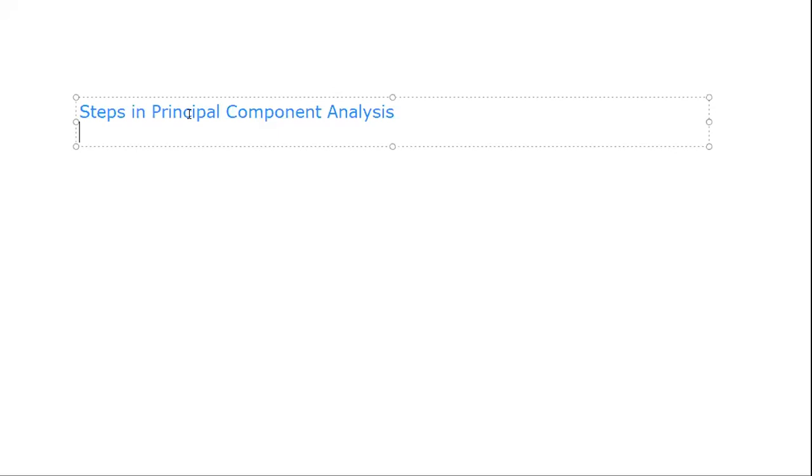Okay, so the question now is, if I have a multivariate data set that I'm also going to show you today, what are the steps that we actually need to take? Okay, number one, the very first step that we need to take is data standardization.